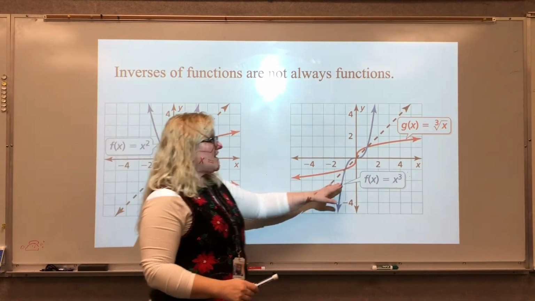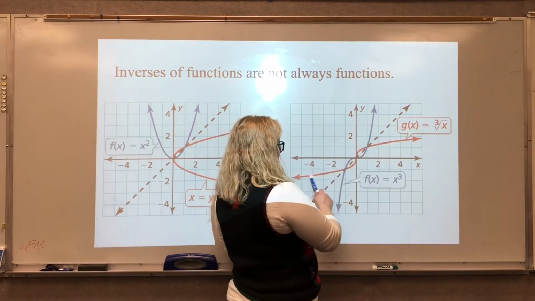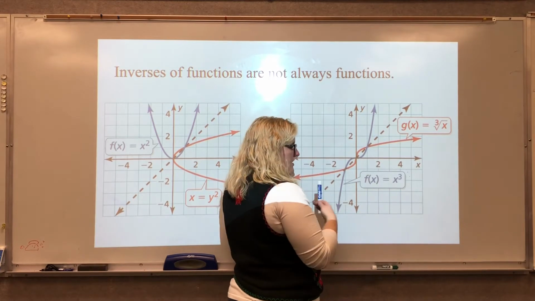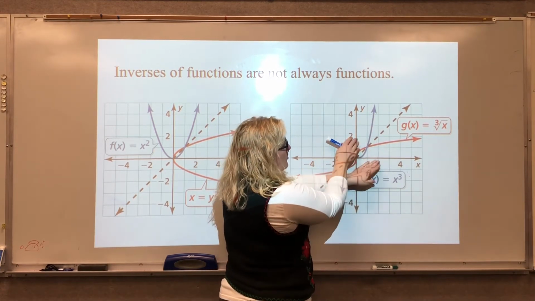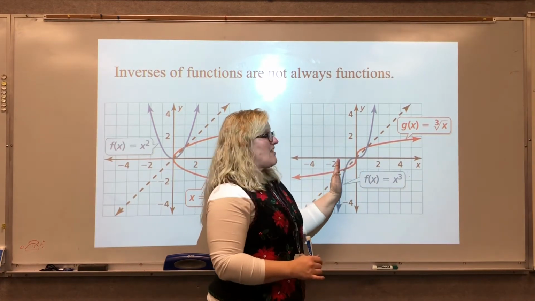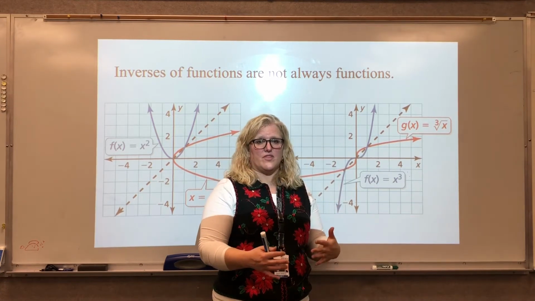Of course, over here we have the cube root of x, and x cubed, so they're inverses of each other. It's reflected over x equals y, or y equals x, and in this case, they are both functions because they both pass the vertical line test.